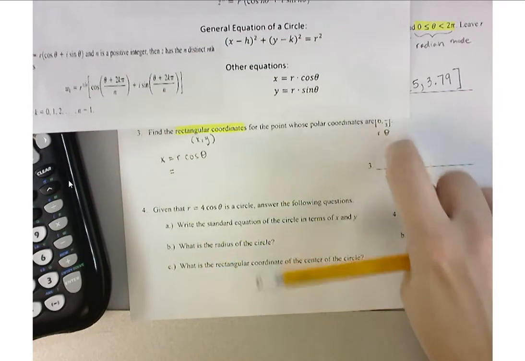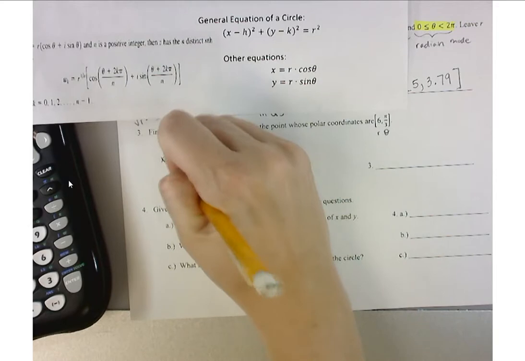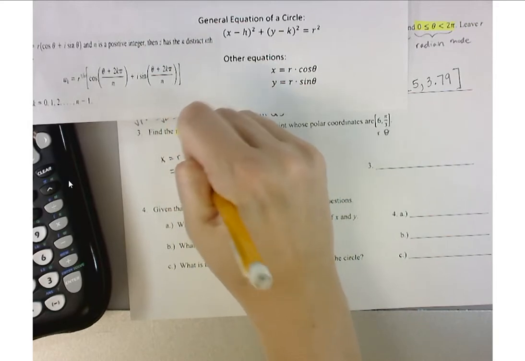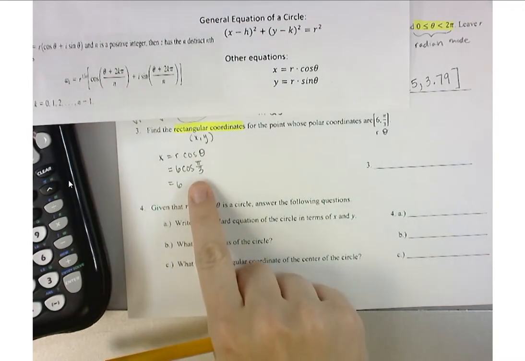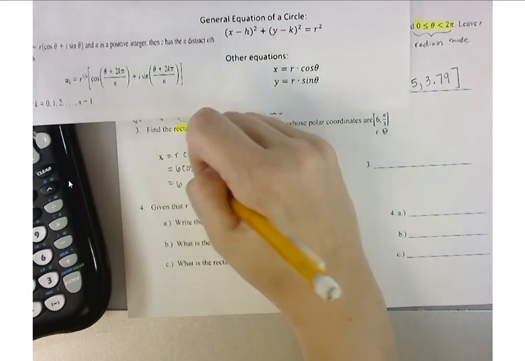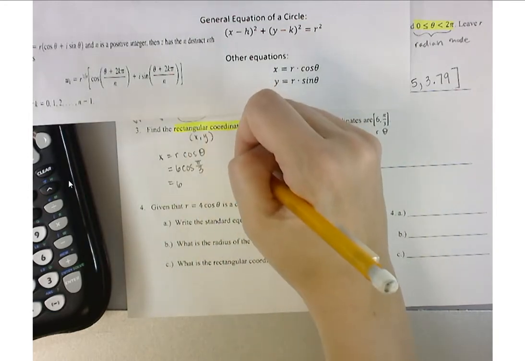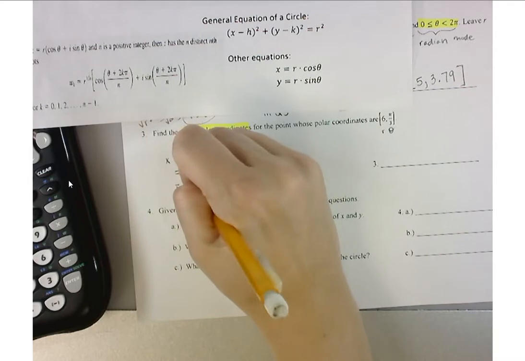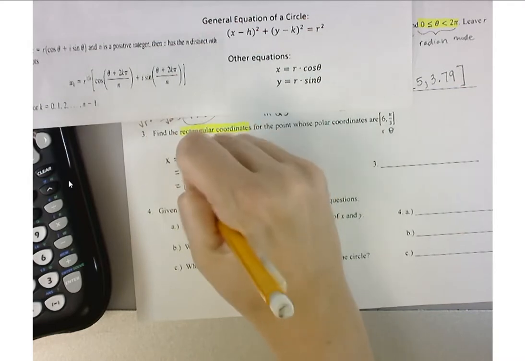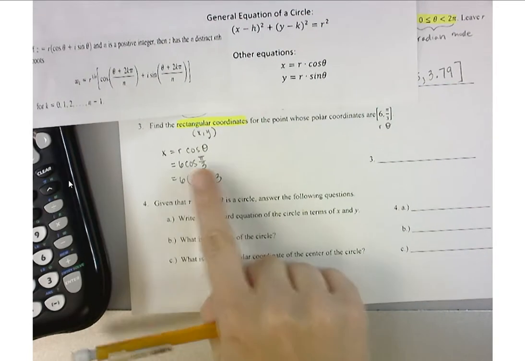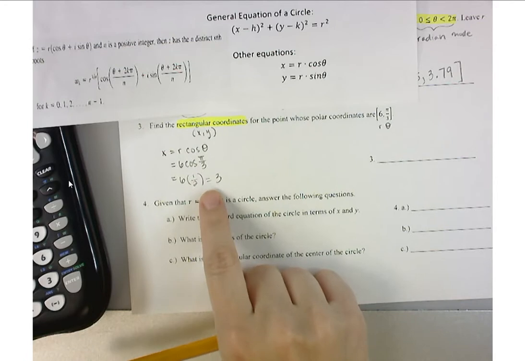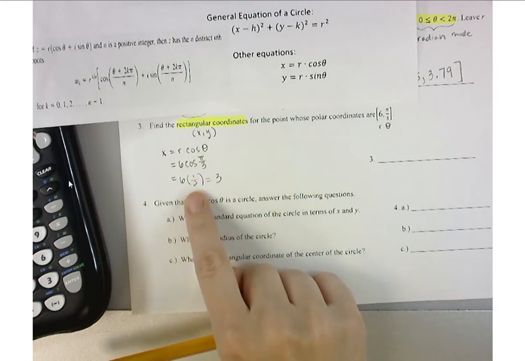So if your r is 6, you have 6 cosine of pi over 3. The cosine of pi over 3 is 1/2. This is one that you're going to do without your calculator. So we'll know that's 1/2, and then 6 times 1/2 is going to be 3. That's your x coordinate.